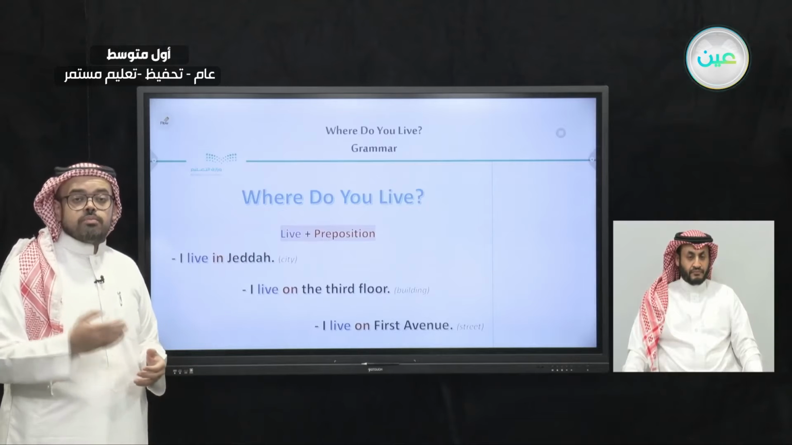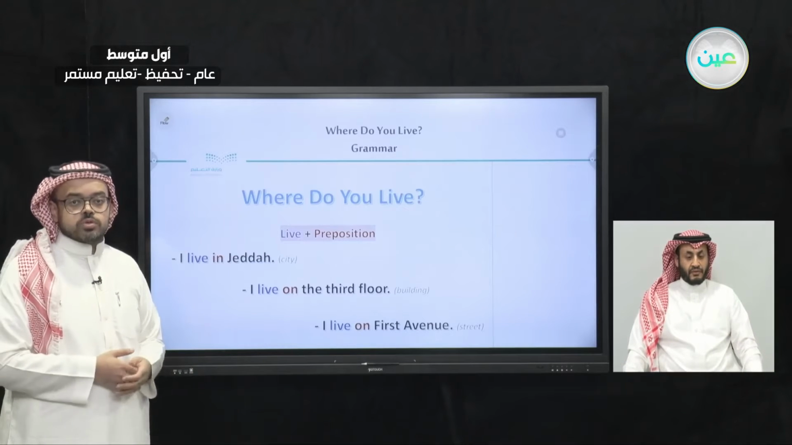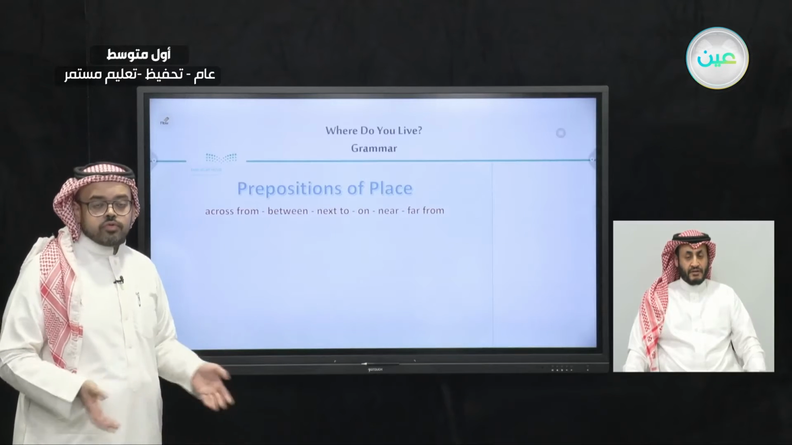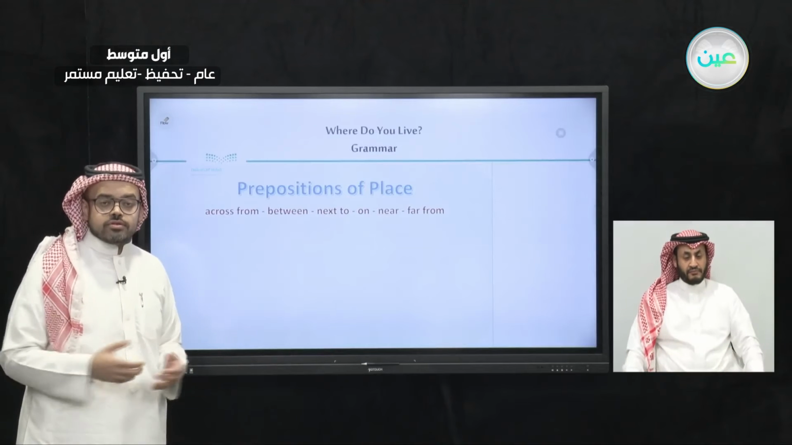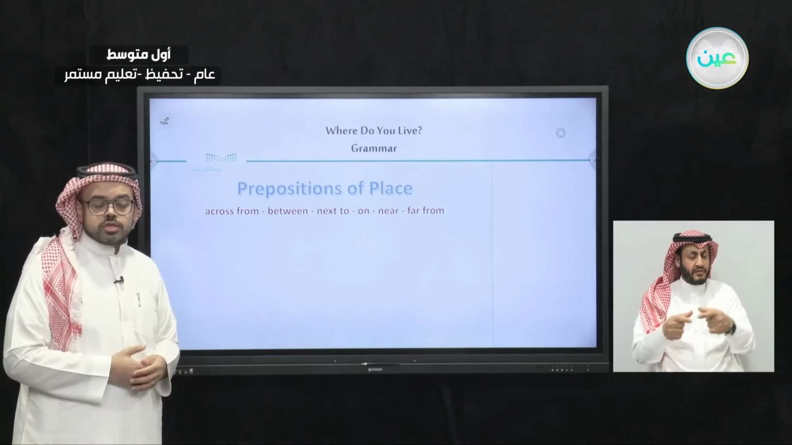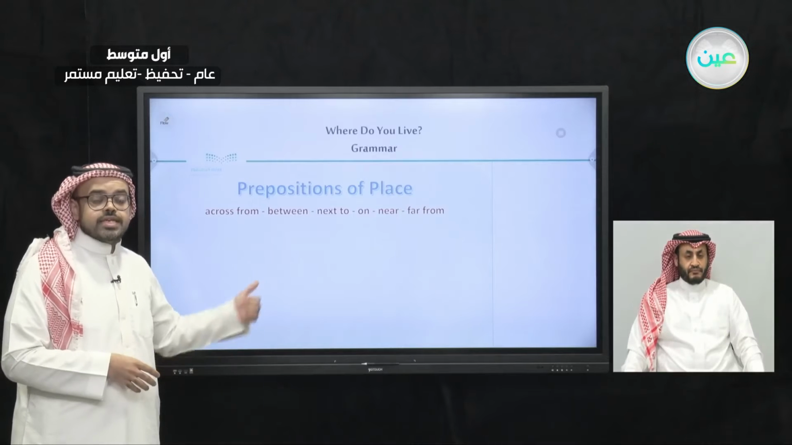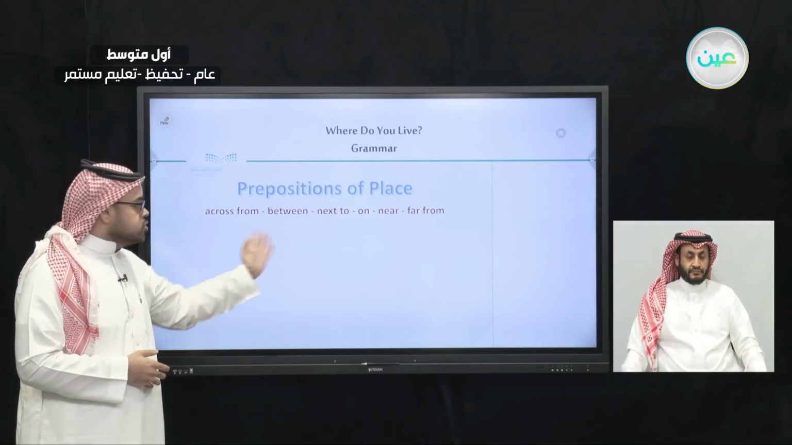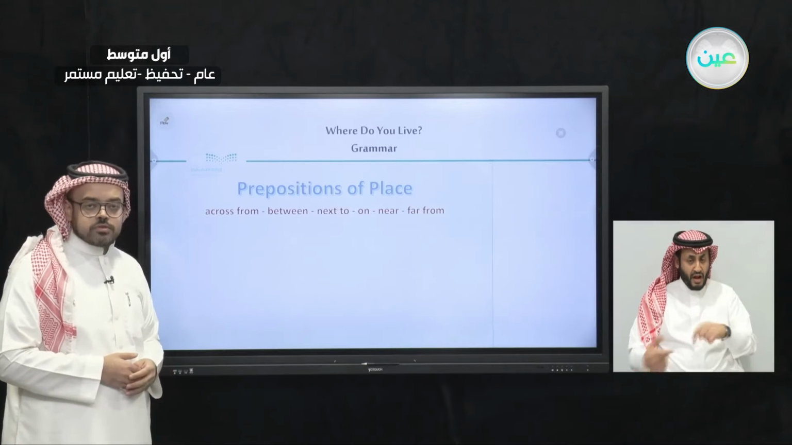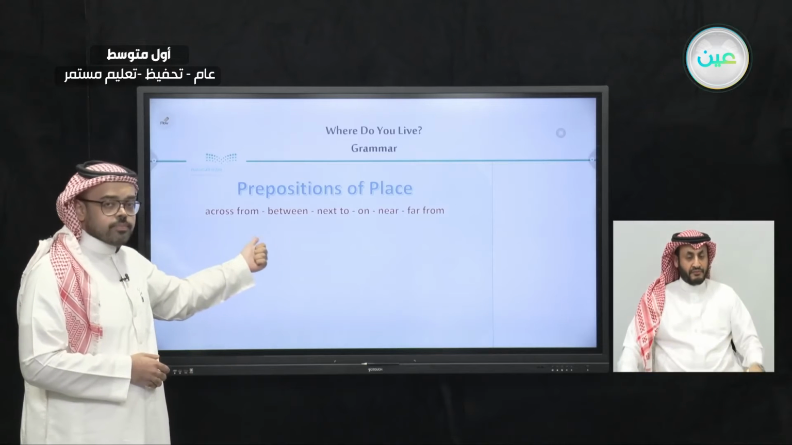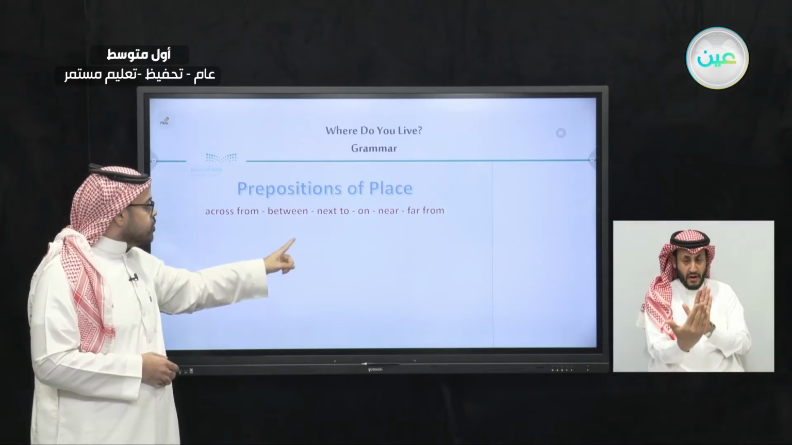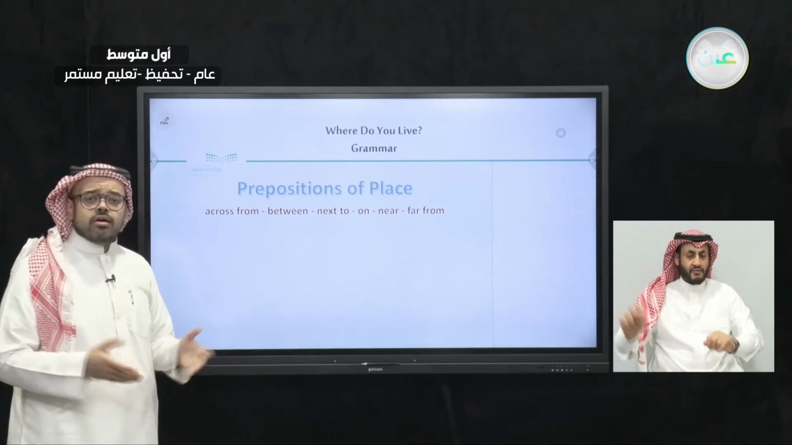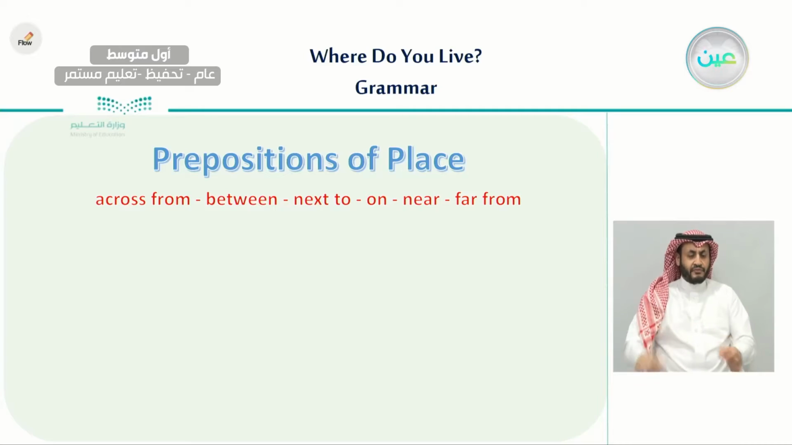Let's move to the second part of the grammar we have for today. The other part of our grammar for today is the prepositions of place. We remember in the last unit we talked about prepositions of movement, but now it's prepositions of place. And here we're going to introduce you to 6 prepositions. The first one is across from. The second one is between, then next to, on, near, and far from. Let's take an example of each preposition.